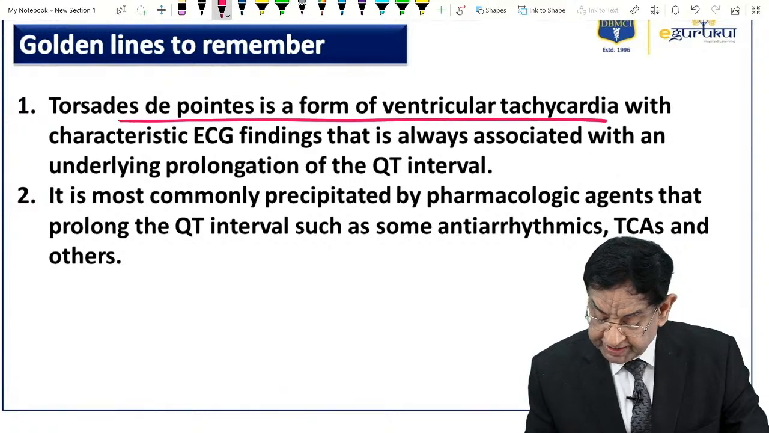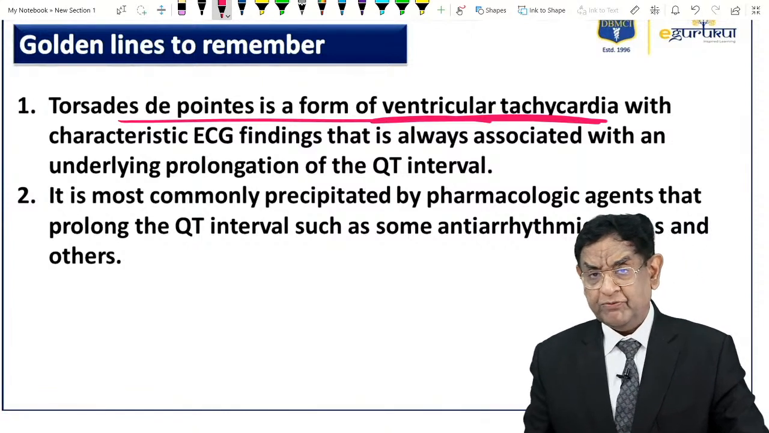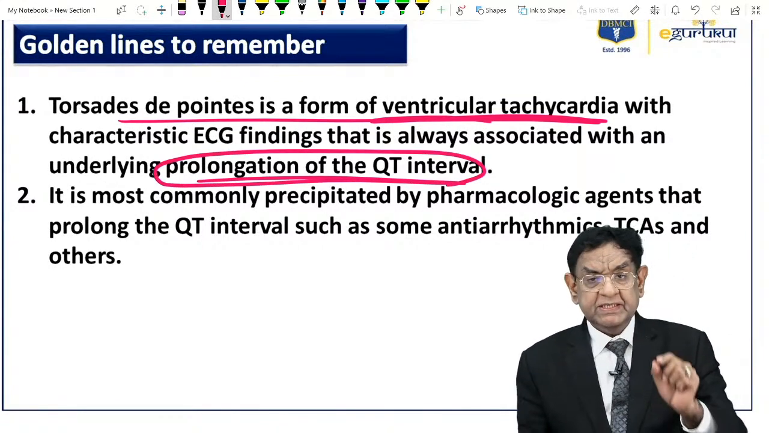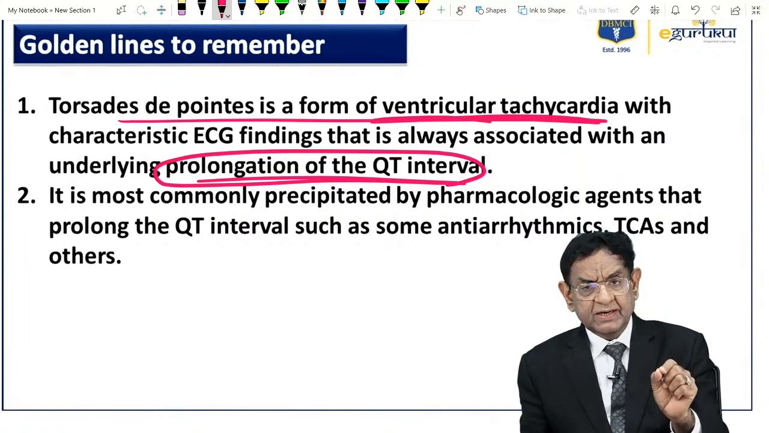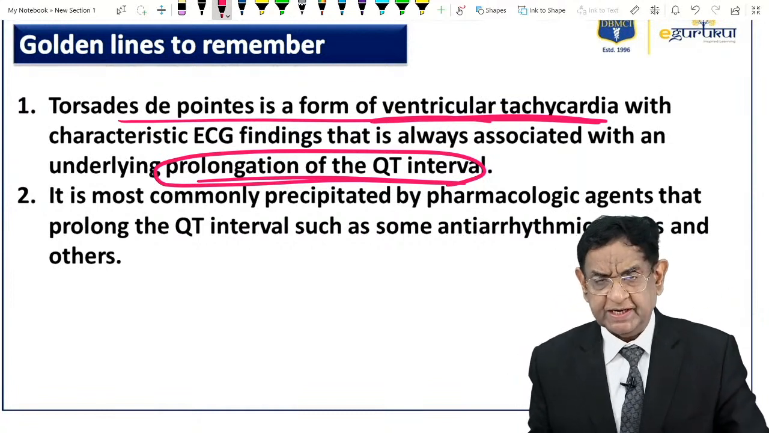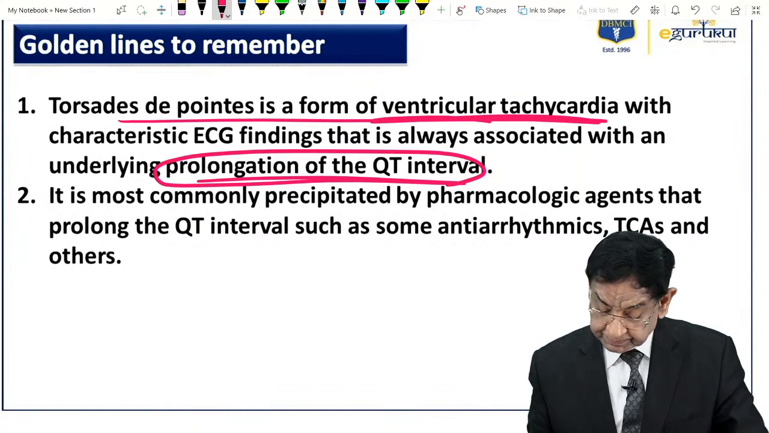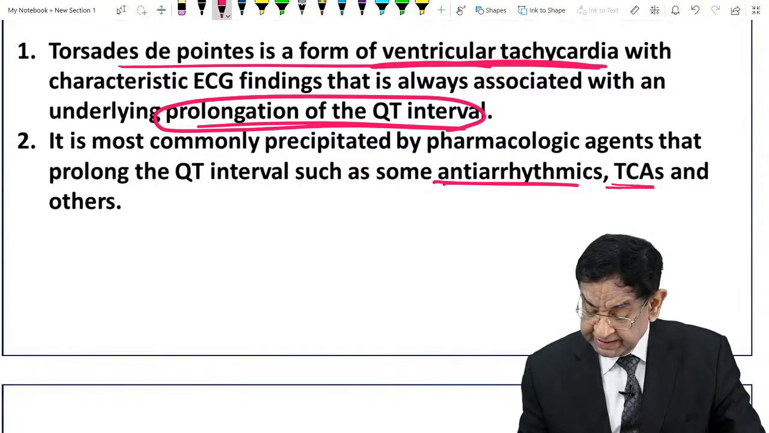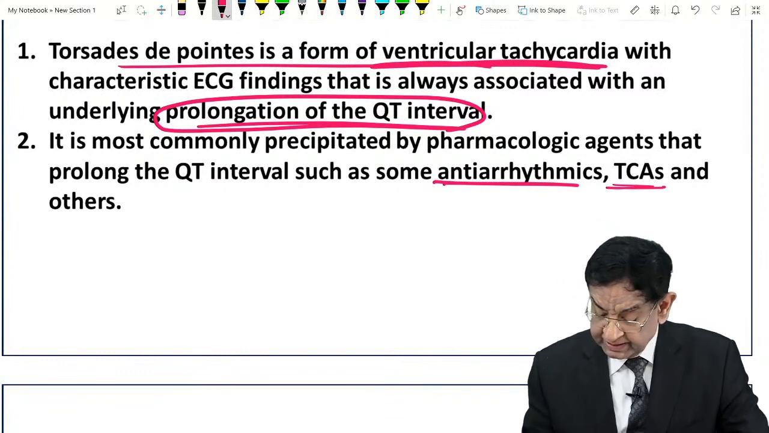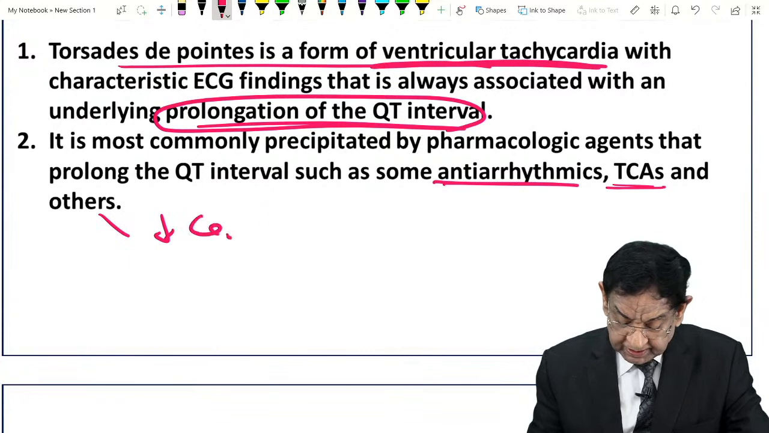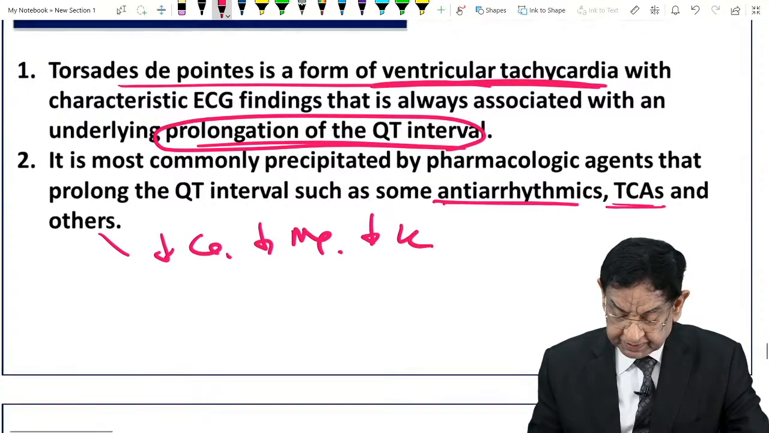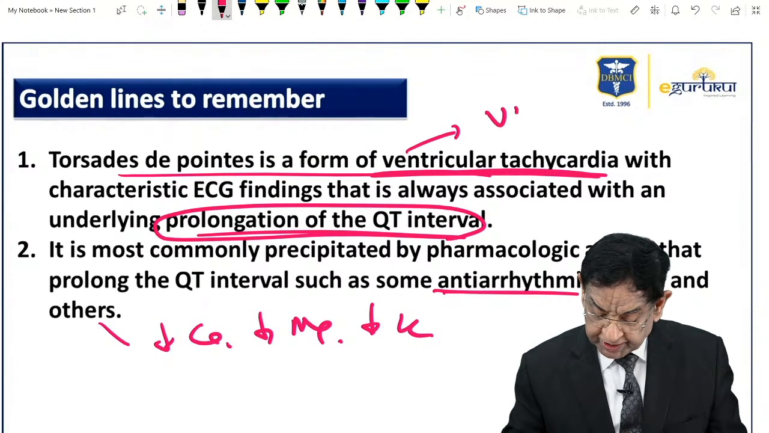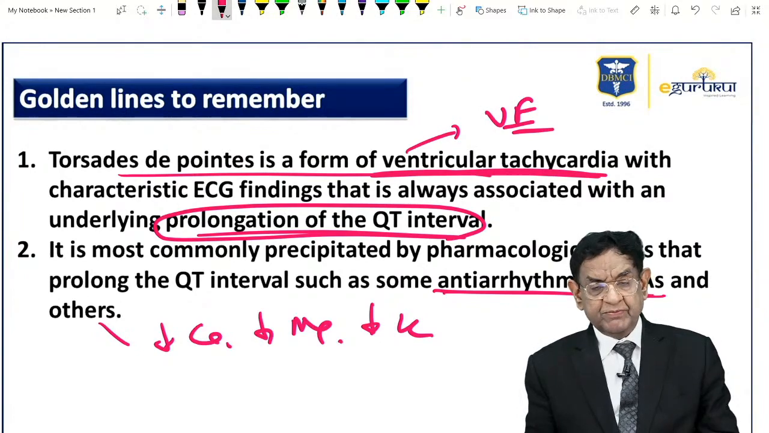The golden line to remember: torsades de pointes is a form of ventricular tachycardia with prolonged QT interval. So any ECG which has prolonged QT interval, due to whatever reason, can go into ventricular tachycardia, the so-called torsades de pointes. And this is precipitated by antiarrhythmic drugs. I don't think I need to tell you. Tricyclic antidepressants can also lead to prolonged QT interval. Others: hypocalcemia, hypomagnesemia, and hypokalemia. All these can lead to torsades de pointes, which is a type of ventricular tachycardia. It can go into ventricular fibrillation any moment. So that's why we have to be very, very vigilant.